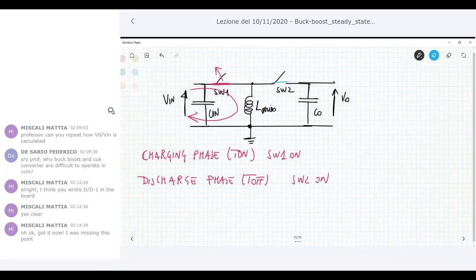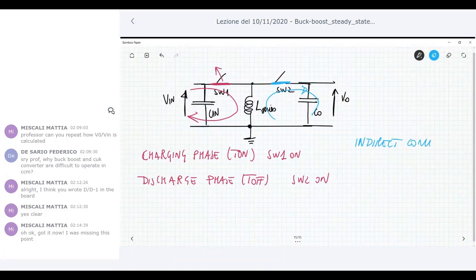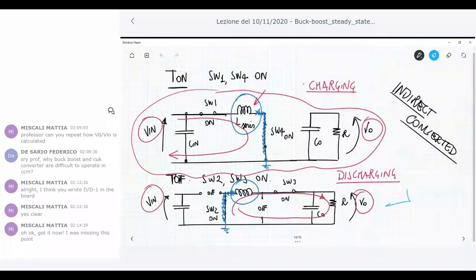In that situation, this is open, this now is closed, and there is, let's say, the discharge of the inductors on the output side. Again, there is no direct connection in any of the two phases between the input and the output side, so we have an indirect converter. This discharging phase acts in exactly the same way as we did for the previous derived buck plus boost connection.